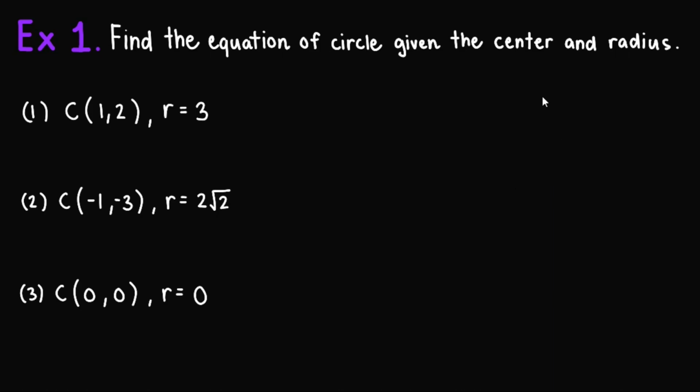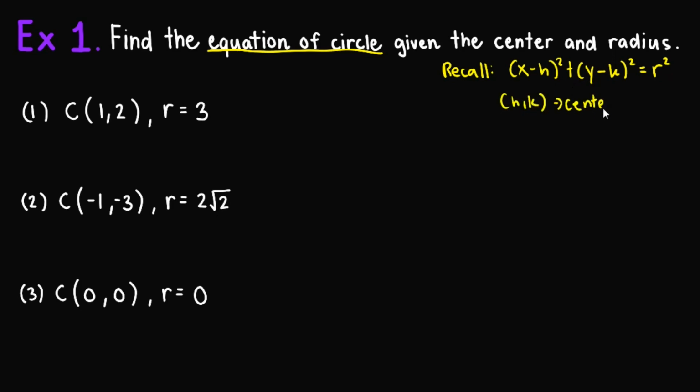To solve this one, first take note that the equation of the circle we're talking about in here is the center-radius form that we obtained earlier. Just to recall, this form is given by (x minus h) squared plus (y minus k) squared equals r squared, wherein (h, k) refers to the center and r refers to the radius. So let's try to apply this one into what we have.